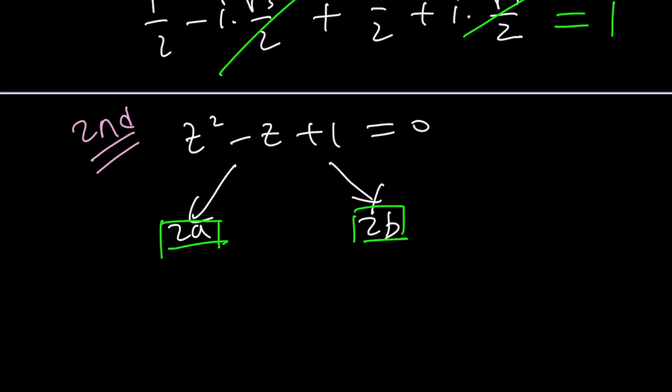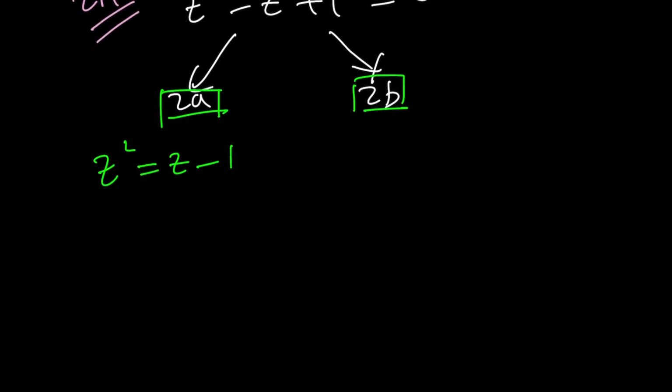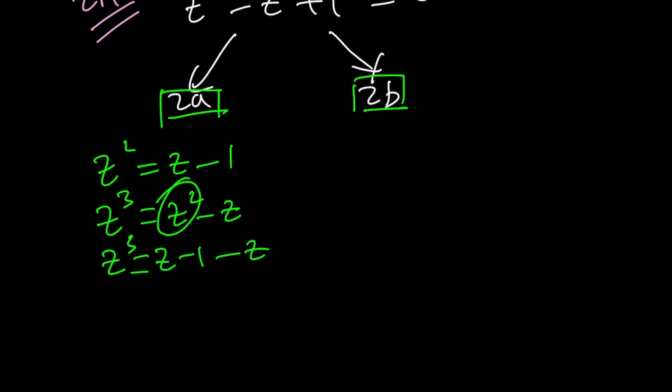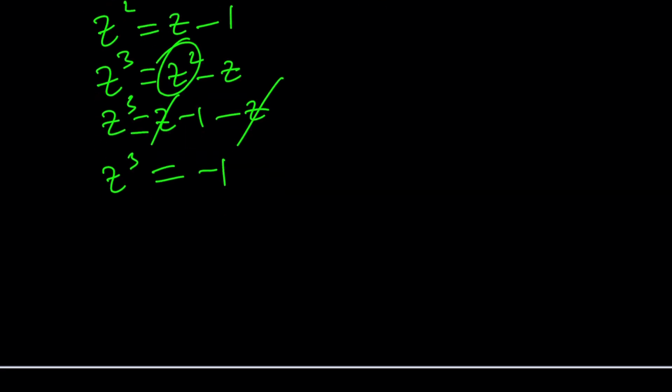Now, with the 2a, we're going to do the following. I will isolate z squared, and then I want to get to the z to the 5th power, right? So I want to multiply both sides by z. z cubed is going to be z squared minus z, but I know that z squared is z minus 1, so this is z minus 1 minus z. z cancels out, and z cubed becomes -1. That's good. z to the 4th is just going to be negative z, and z to the 5th is just going to be negative z squared.